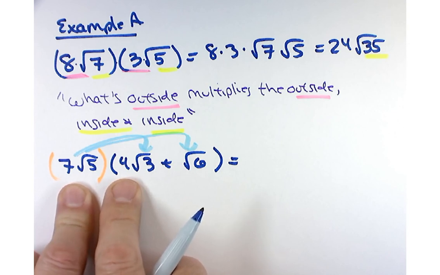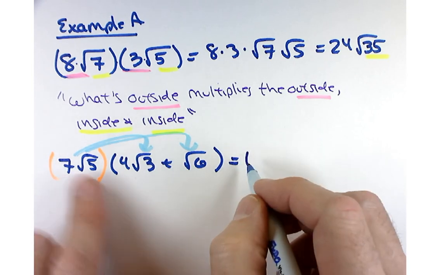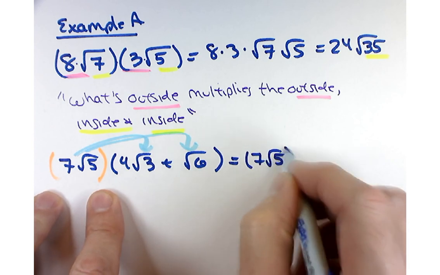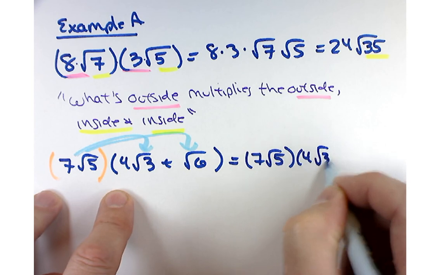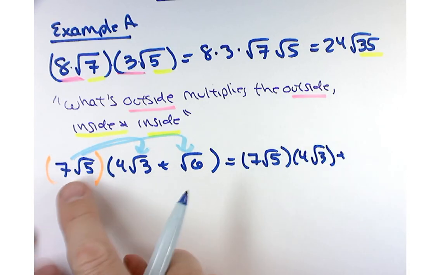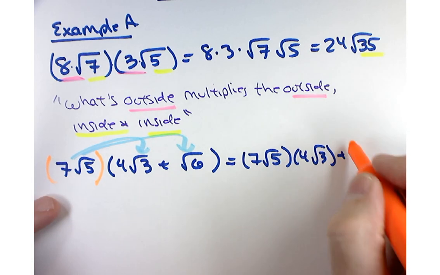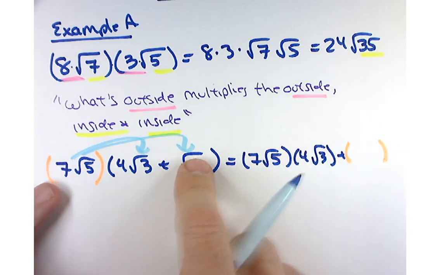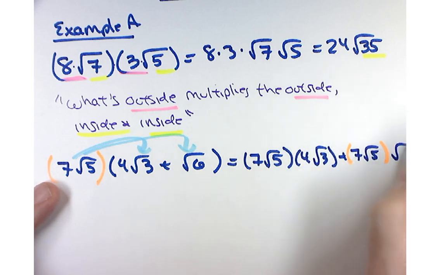Yes, I would. Okay, all right, thanks. So we're going to take this term, 7 times the square root of 5, and multiply it by this term, which is your 4 square roots of 3. And then the 7 times square root of 5, maybe I should write that in orange here, is going to multiply the square root of 6. So 7 square root of 5, and then square root of 6.